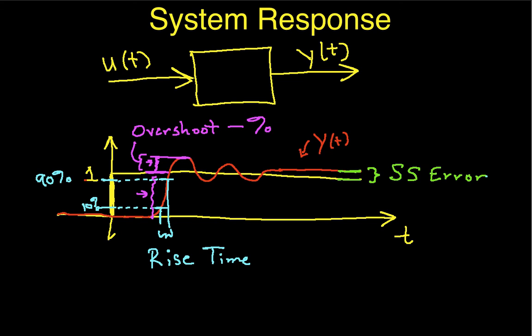Generally, the smaller the overshoot, the better, but the smaller the overshoot, the longer the rise time. So there's usually a design trade-off here. To get really fast rise times, you have to live with higher overshoots, and vice versa.